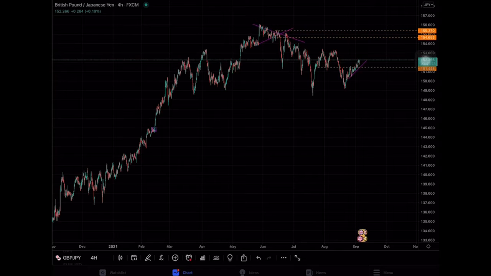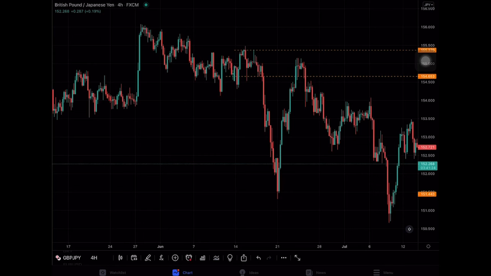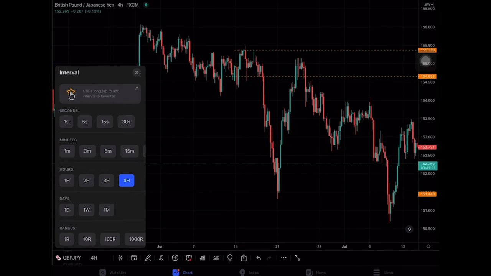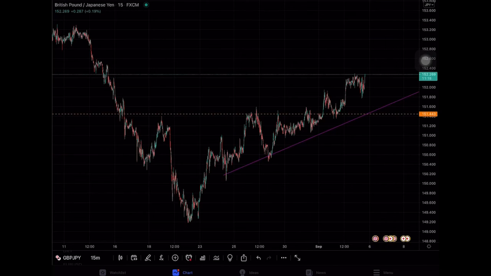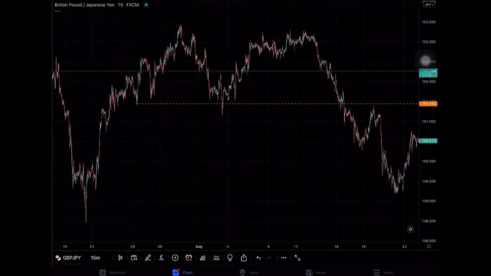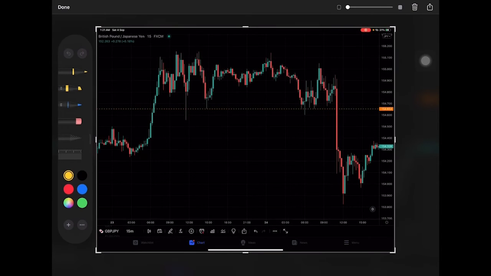So let's say at this level, this is a resistance level. This is a resistance level that you have marked. So this is H4 time frame. So we zoom in into M5 or M15, preferably M15 because there are fewer candles that we need to monitor. Hold on. Now let's zoom into the GBPJPY at the resistance level that we have marked.